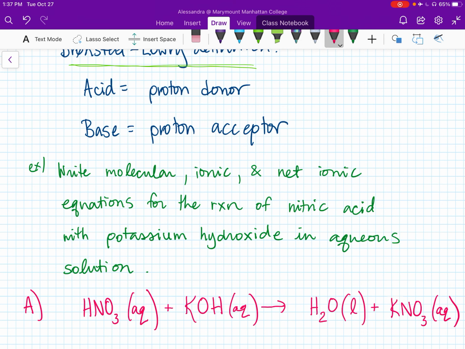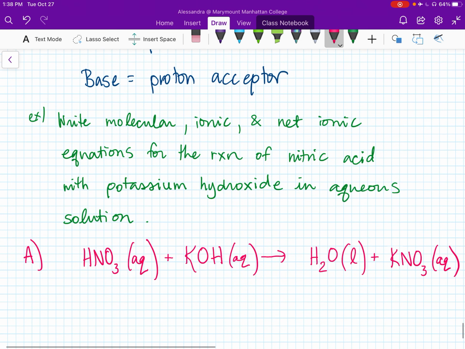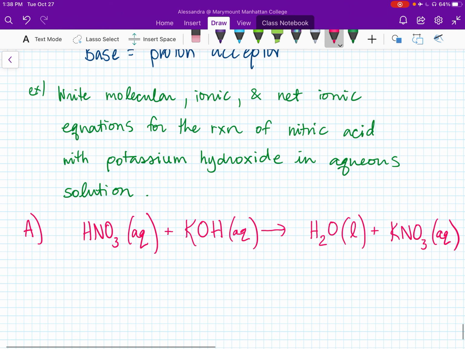So water can't be aqueous. Water is a liquid. Water is the solvent, and it can't be solvated in itself. So I'm writing it as an L, a non-aqueous species. Is this reaction balanced? Well, it looks like it's balanced as written. If I had written down calcium hydroxide, for instance, I would have to balance it. So this is the molecular equation.